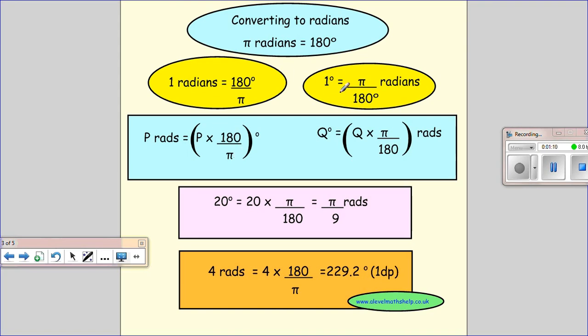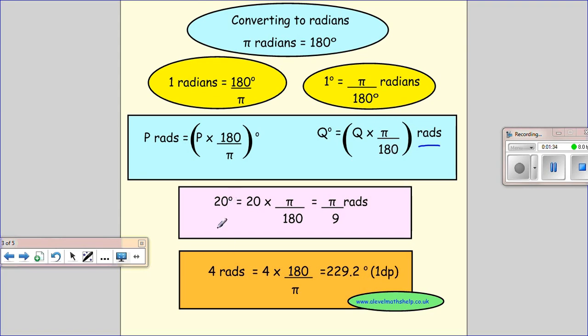And then if I want to find out how to convert from degrees to radians, I divide this by 180. So I know that 1 degree is pi over 180 radians. And so if I had q degrees and I wanted to find out how many radians I had, I would do q times pi over 180.